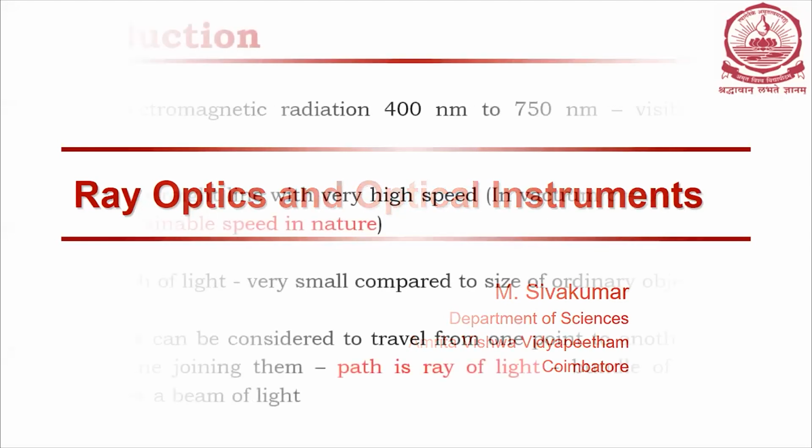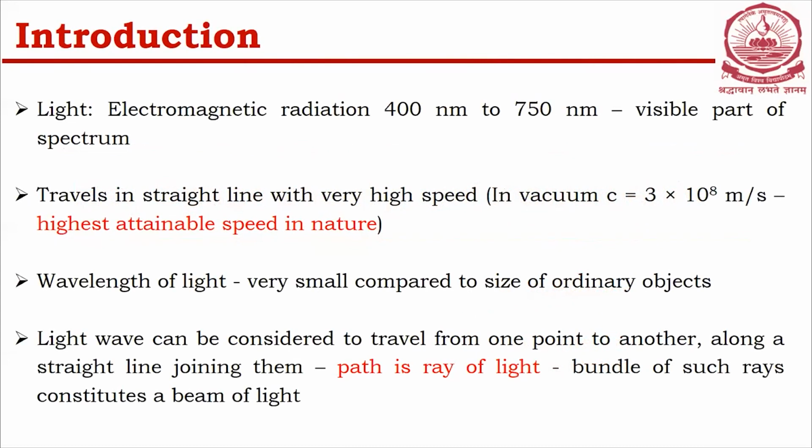First, to begin, let us understand what we mean by light. Light is an electromagnetic radiation, and in the visible region the wavelength is around 400 nanometers to 750 nanometers. For most of geometrical optics, we consider that light travels in a straight line with very high speed, 3 into 10 raised to 8 meters per second. It is the highest attainable speed in nature, as you know very well.